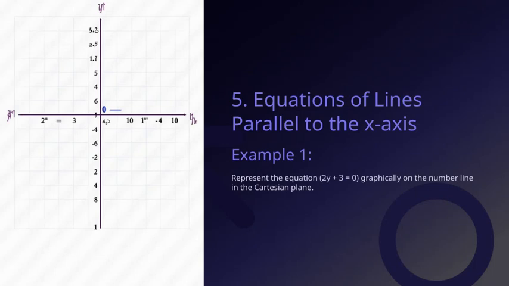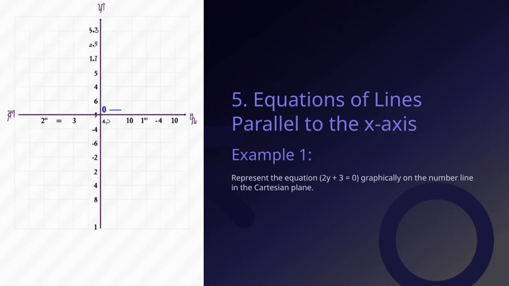Let's take a closer look at how to represent equations of lines that are parallel to the x-axis. In this example, we have the equation 2y plus 3 equals 0. Now, the first step is to understand what this means graphically on the Cartesian plane. Since the line is parallel to the x-axis, it will be horizontal, meaning it has a constant y value for all x values. To find that y value, we solve the equation for y.